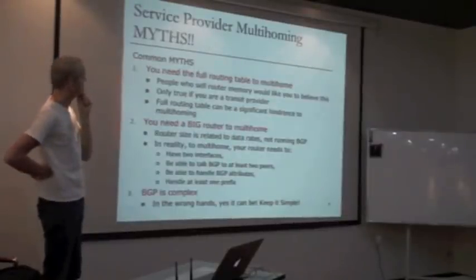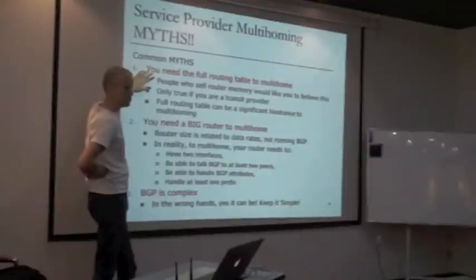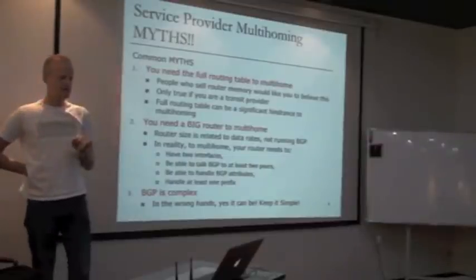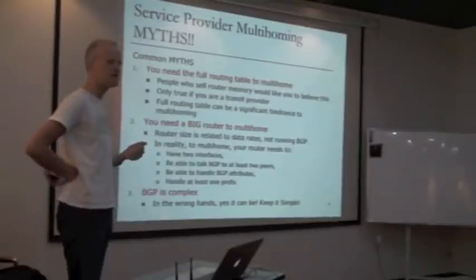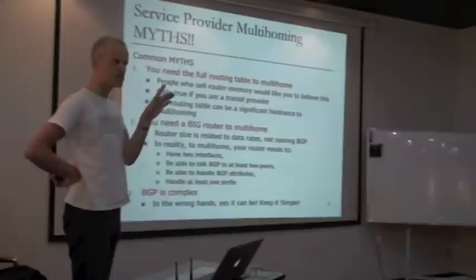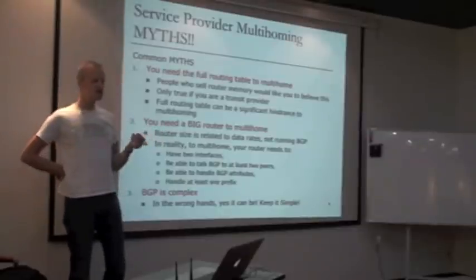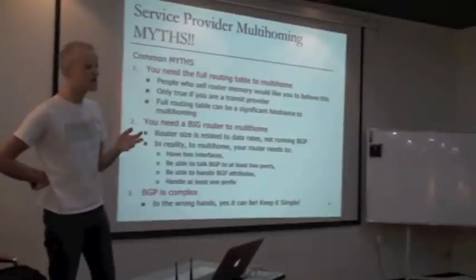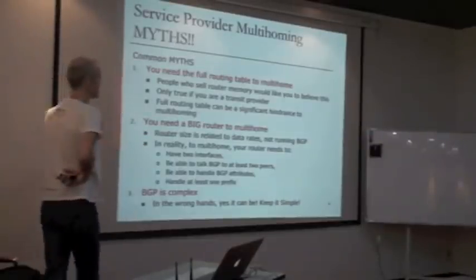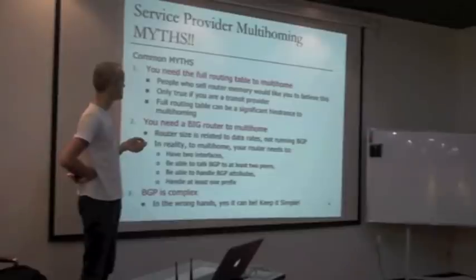So some common myths before we start. The first one is that you need the full routing table to multi-home. Well, you don't. People who sell router memory would like you to believe this, but router memory is very expensive, traditionally 100 times more expensive than computer memory for the same amount of memory. Router memory, of course, is quite specialized. It's usually faster access, more reliable error checking and correcting, and so forth. So this is why it tends to be more expensive. And of course, the vendors will mark up the memory as well.